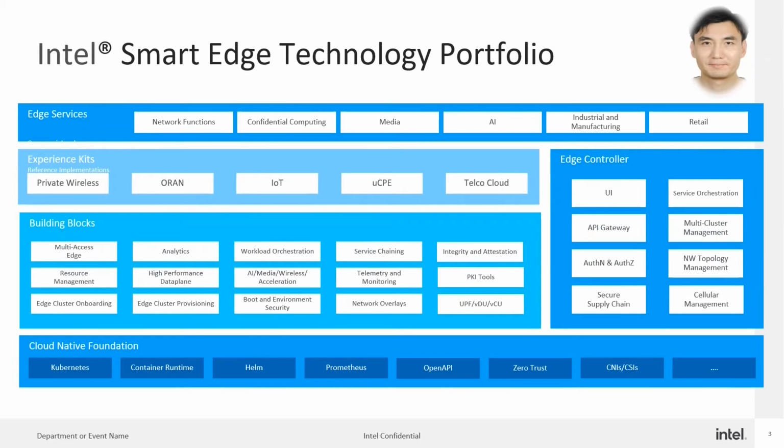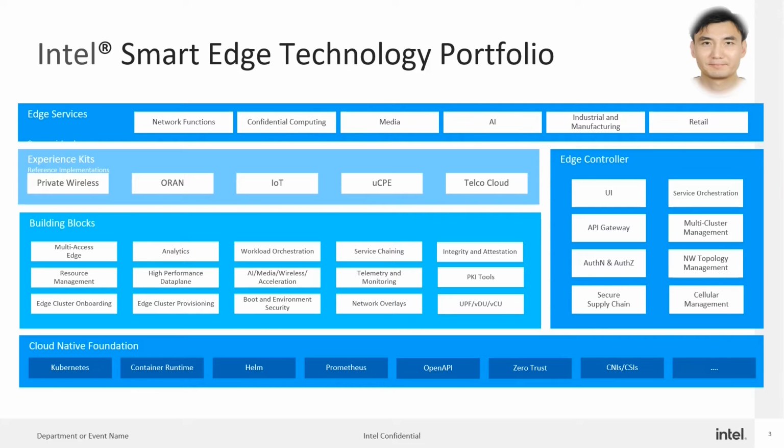The Smart Edge building blocks are built on a solid cloud-native foundation that includes Kubernetes, Service Mesh, telemetry, and so forth. It uses Helm and the Kubernetes operator framework, making it easy to deploy on standard Kubernetes clusters.